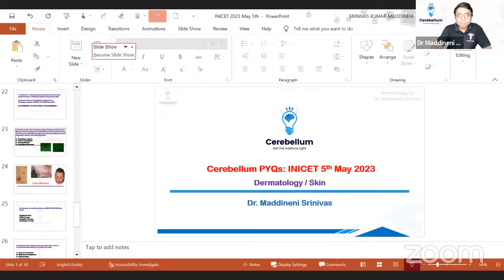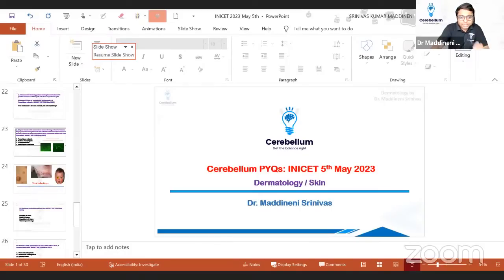So let us begin the discussion. Myself, Dr. Madhiran Srinivas, friends. There were quite a good number of questions asked in dermatology, among which this was the question on Wood's lamp finding in this disease. I have marked all the correct answers for you so that it will not be a time waste. In tinea capitis, we can see blue-green fluorescence on Wood's lamp examination, in vitiligo milky white fluorescence, in pityriasis versicolor yellow fluorescence, and in erythrasma, which is produced due to Corynebacterium minutissimum, coral red fluorescence can be seen.